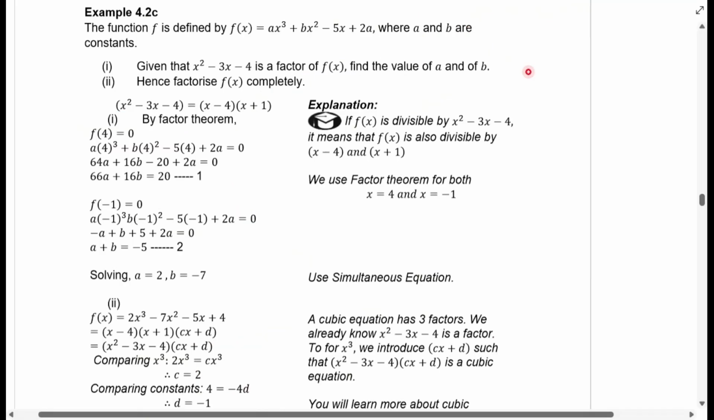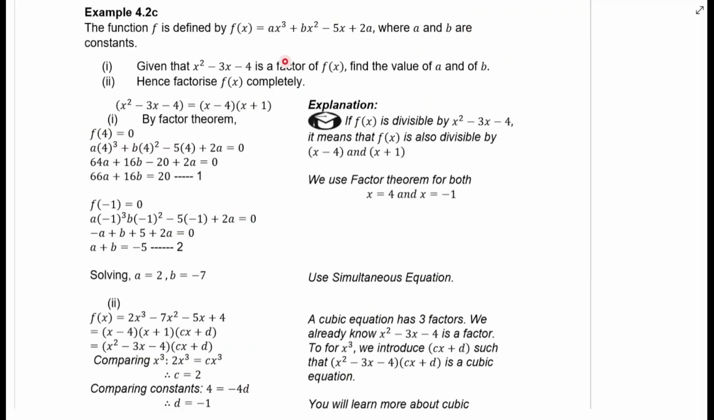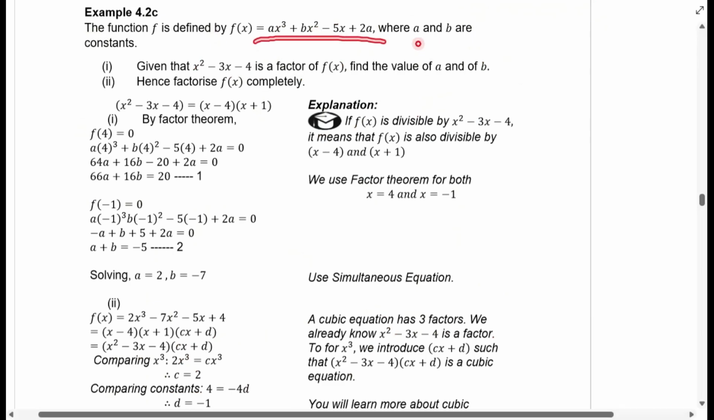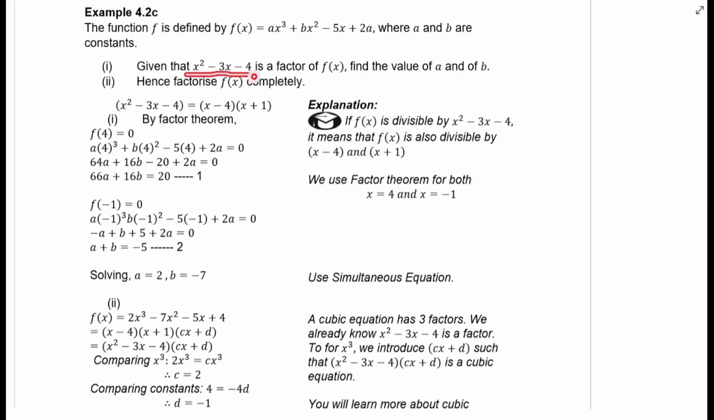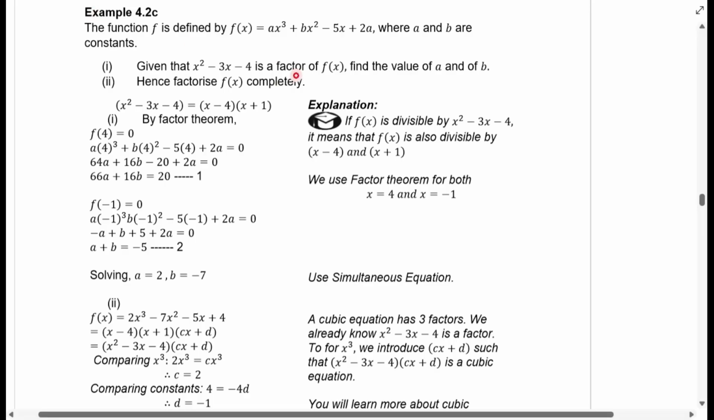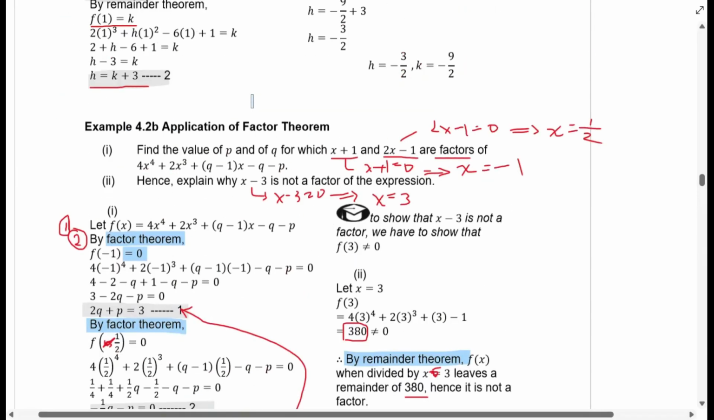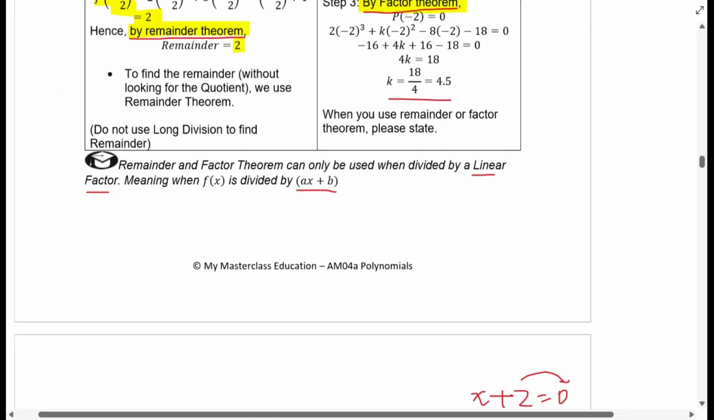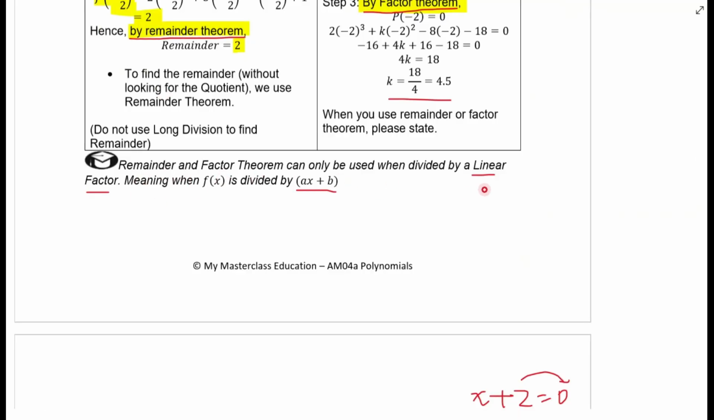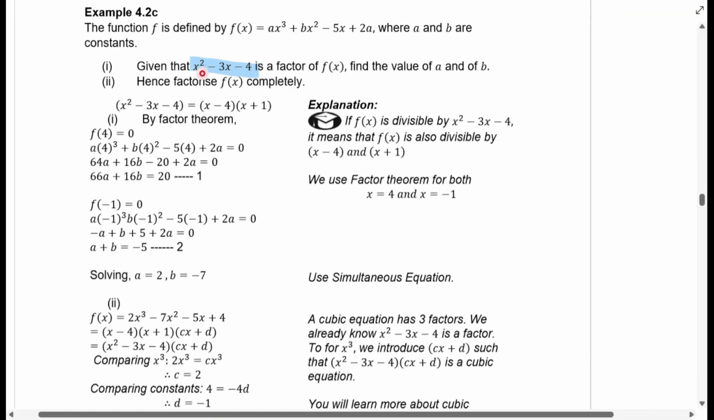Okay, now example 4.2c. The function is defined by this, where a and b are constants. Given that x squared minus 3x minus 4 is a factor of f(x), find the value of a and of b. Now, if you notice, the question gave you a quadratic factor. If you recall previously mentioned, it was specified that remainder factor theorem can only be used when divided by a linear factor. However, this time they give you a quadratic factor.